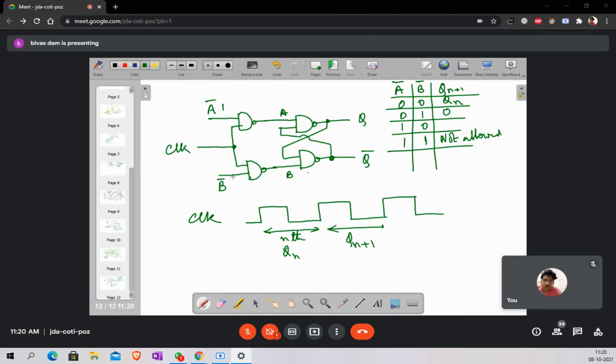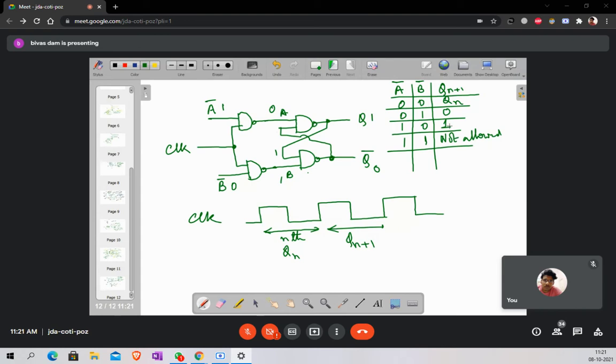Next is 1, 0. So this will be 1. This will be 0. I'll start with this NAND gate. So A is 0, so Q bar will be 1. Q bar is 1 means 1, 1, so this will be 0. Now here, what I find is, in case A is 0, B is 1, the memory outcome is 0. In case A is 1, B is 0, memory outcome is 1. In case A is 0, B is also 0, memory outcome is the previous memory output value.